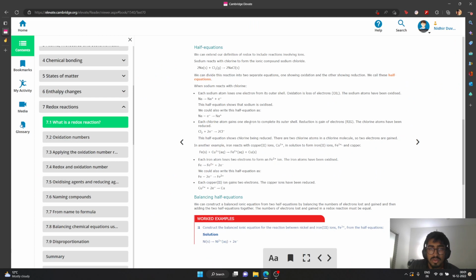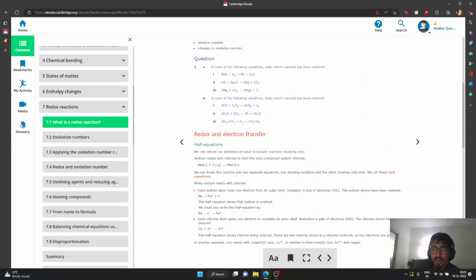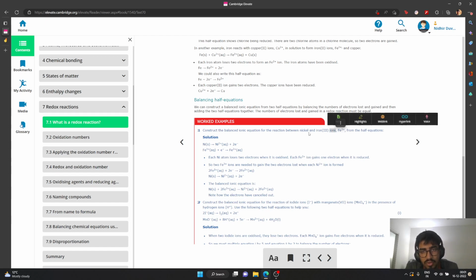Okay. So one of the things that they talk about here is: construct a balanced ionic equation of the reaction between nickel and iron 3 ions. So this 3 is of course the oxidation state, or the valency, of the iron. So it's already given to us. This is reacting with a nickel atom. So this is an atom, this is an ion. An ion and an atom are reacting, and then we need to know what is formed.